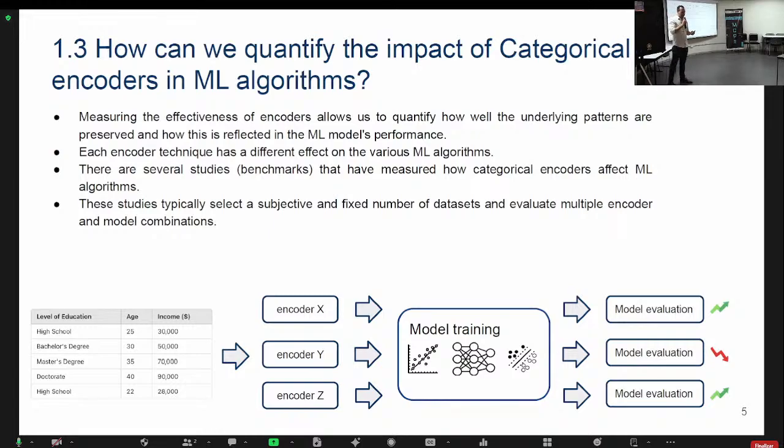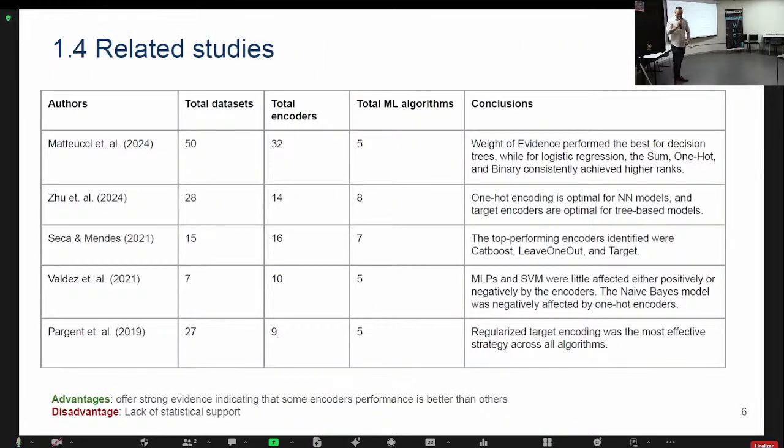And there are several studies or benchmarks that have measured how the different categorical encoders affect the different machine learning models, right? And what these studies typically do is to subjectively select a fixed number of data sets, then take multiple encoders, and then evaluate the performance of these encoders with different machine learning models, right? And as you can see, some machine learning models may have a different performance based on the encoder that we use, right? So here we have some related works, and as you can see, this is the state of the art. Some of these works were done like 2 or 3 months ago, right?